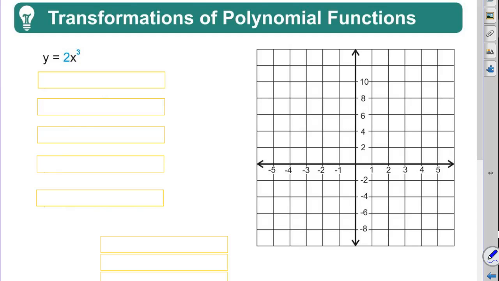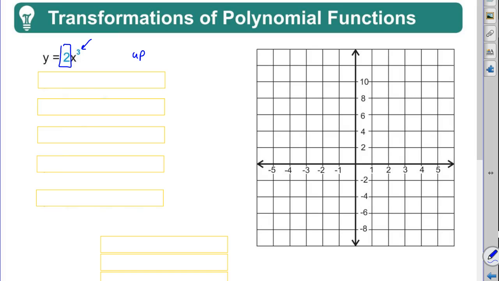Okay, quick review, transformations of polynomial functions, and I'll try to be quick. All right, first thing we want to do is predict the ending of the function. Remember, because the lead term's coefficient is positive, it's going to end up positive, which means it's going to end up going up. Now I also want to predict the start.